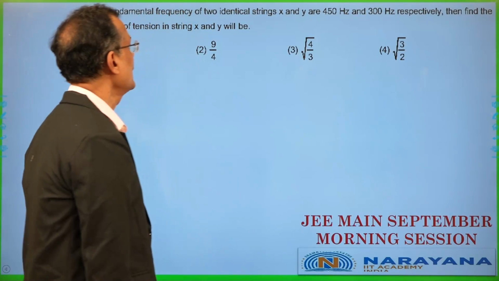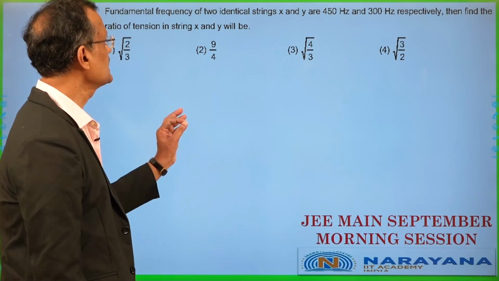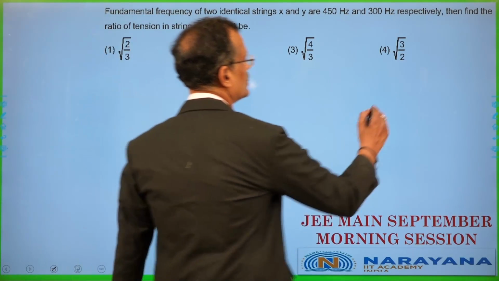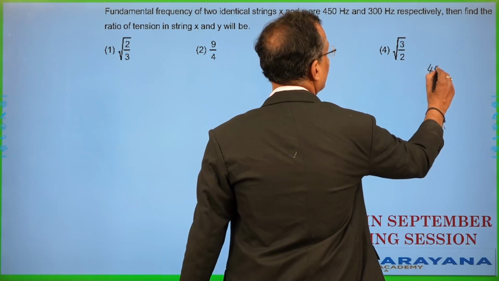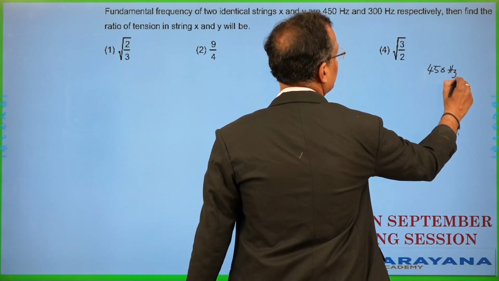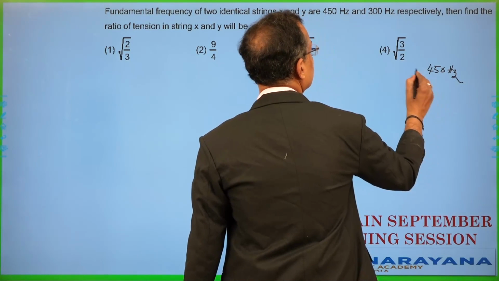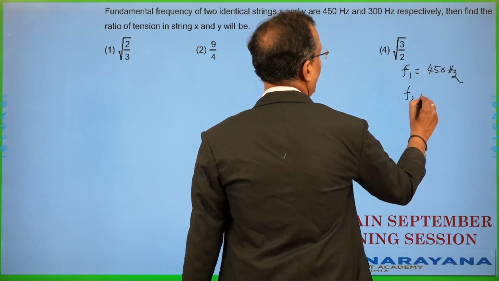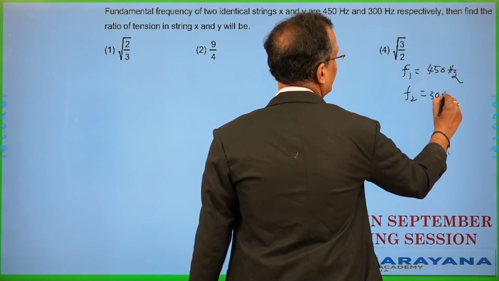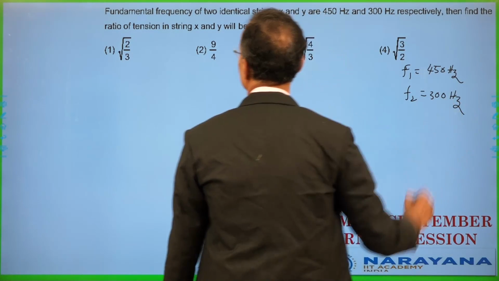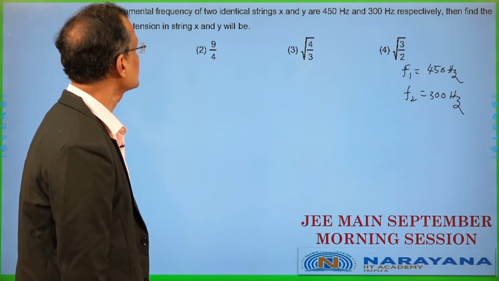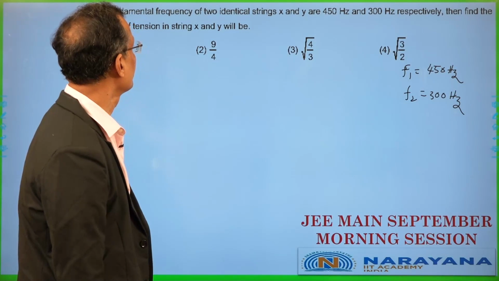Fundamental frequency of two identical strings X and Y are 450 Hz, 450 Hz, and this is F1 and F2, 300 Hz. Find the ratio of tension in string X and Y will be.